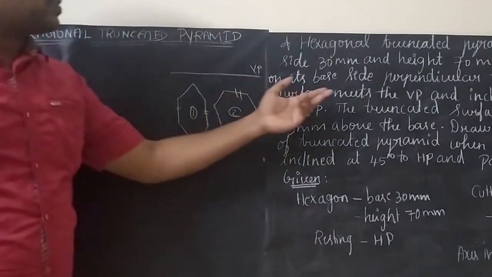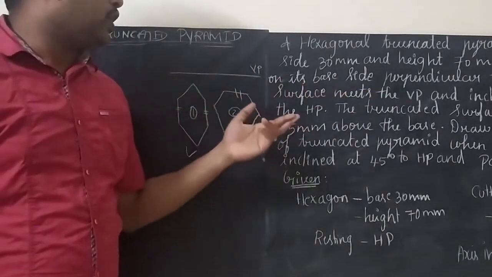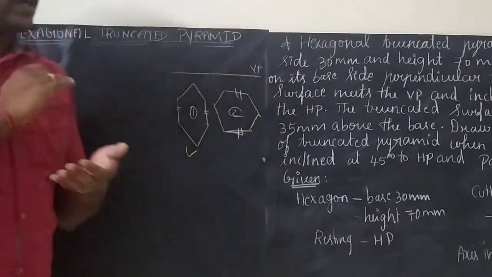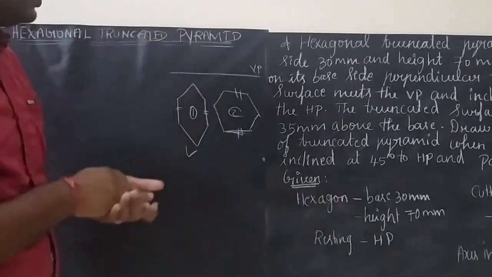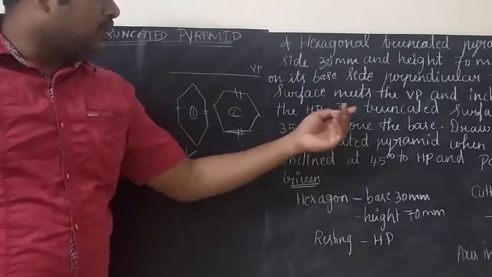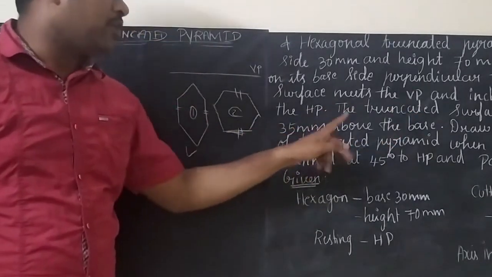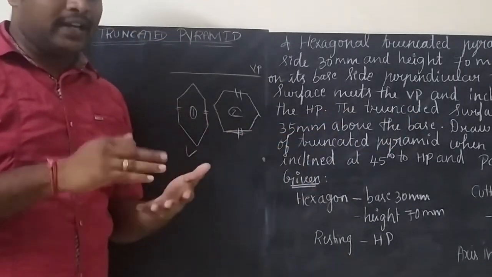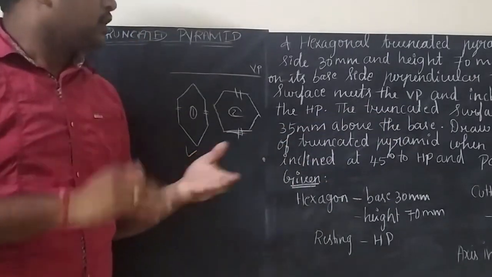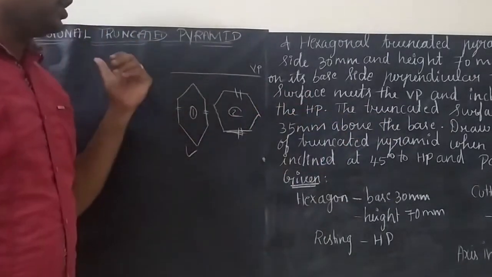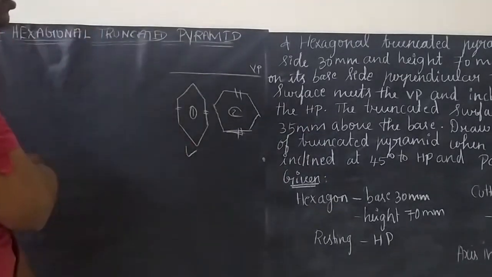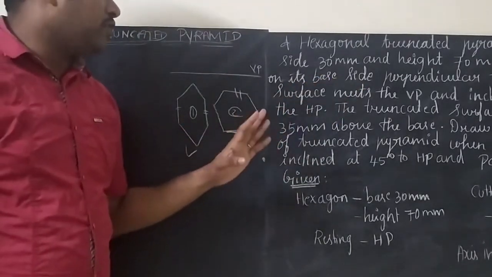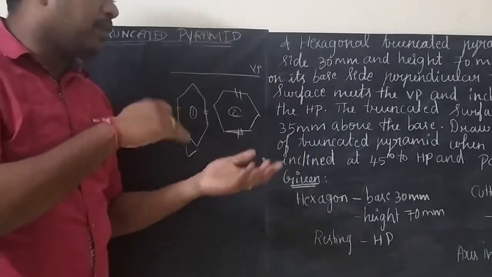The truncated surface meets the VP and is inclined at 40 degrees to HP. So what I am telling is, the cutting plane, the truncated surface, will be inclined at 40 degrees to HP. And one more thing is, the truncated surface meets the axis 35 mm above the base. So we need to draw a cutting plane 35 mm above the base. So these things I will be explaining when we draw the diagram. The thing which you need to remember is, we need to draw a cutting plane at an angle of 40 degrees to HP and 35 mm above the base.